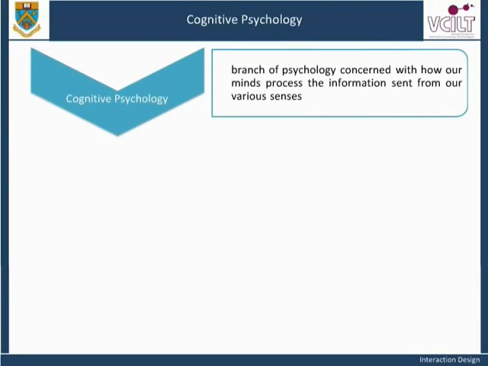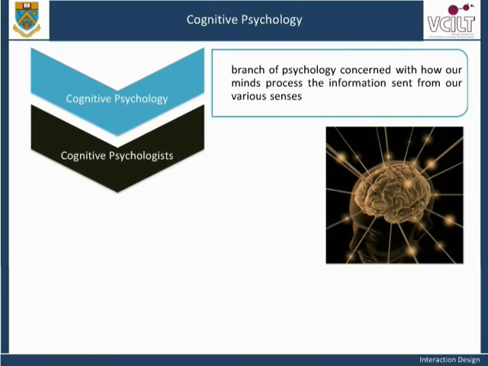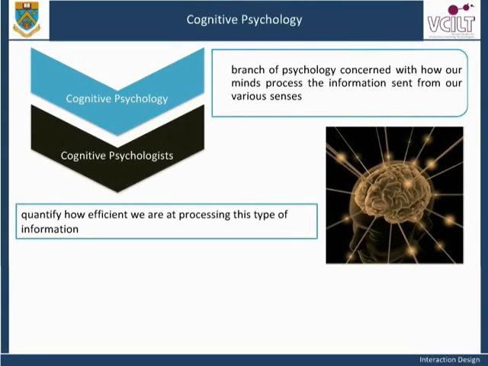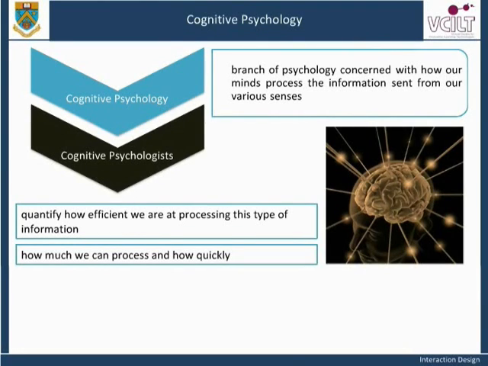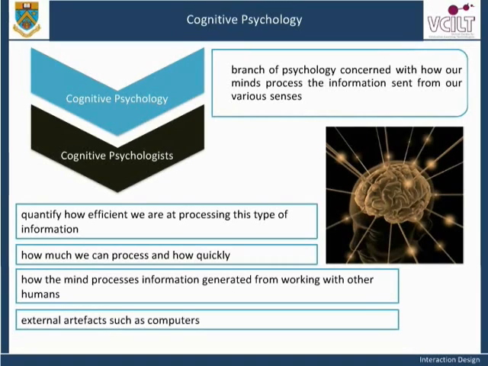Cognitive psychology is the branch of psychology concerned with how our minds process the information sent from our various senses. Most of the work from cognitive psychologists has been to quantify how efficient we are at processing this type of information, how much we can process, and how quickly. More recently, however, cognitive psychologists have become interested in how the mind processes information generated from working with other humans and external artifacts, such as computers.